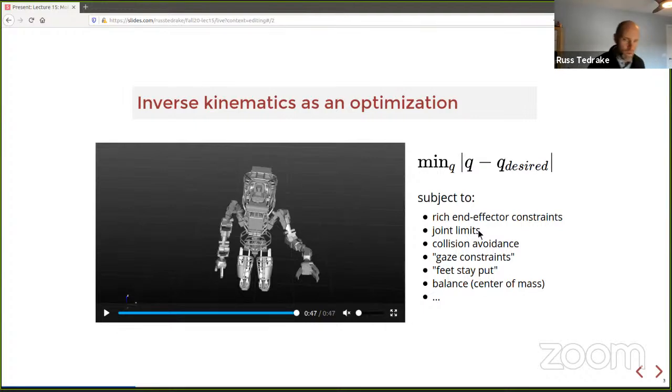When we were doing manipulation, we wanted the feet to stay put. We wanted to stay balanced, so a kinematic constraint saying that the center of mass of the robot had to be over the support polygon of the feet. This was a much richer form of inverse kinematics, but still the goal is just to find a joint angle. Okay.